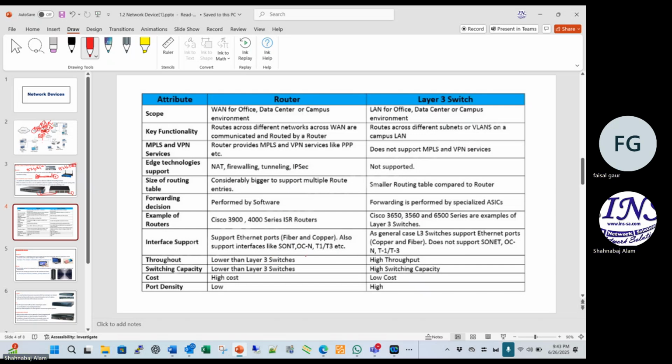This is lower than the layer 3 switch, and this is the highest. So I think this is the high cost, this is the low cost, this is the low port density, this is the high port density. So we can clear. Do you have any doubt? We can go to the next slide.